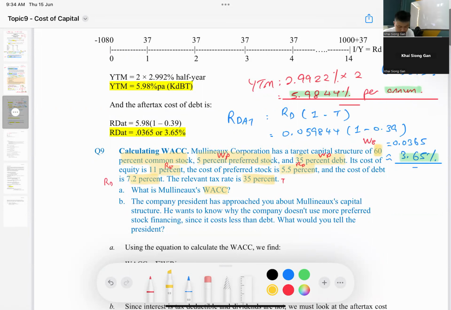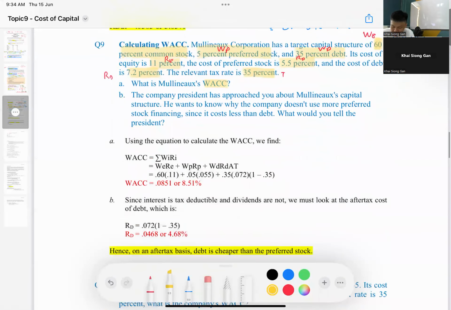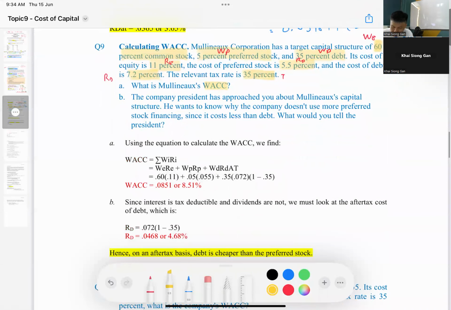Okay, so very simple. If you calculate WACC, you just put everything in. Right? So you use weightage of equity times the required return of equity, weightage of preferred stock times the required return of preferred stock, weightage of the debts times required return of the debts, adjust for tax. Okay, don't forget to adjust for tax for debts. So at the end, you get your WACC. They give you all the values, you put that in only.